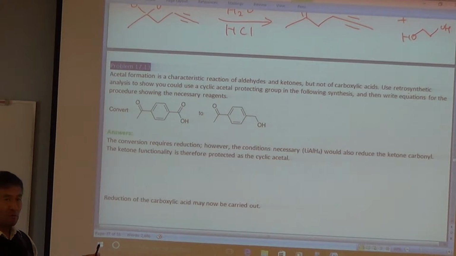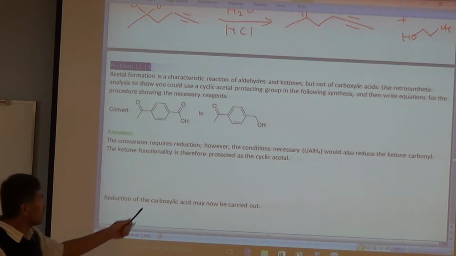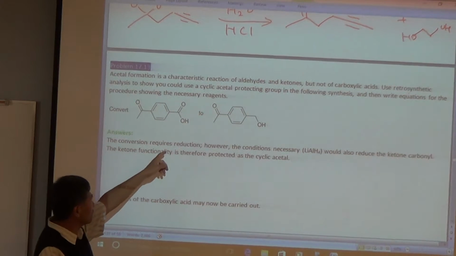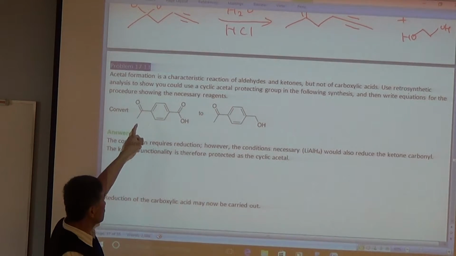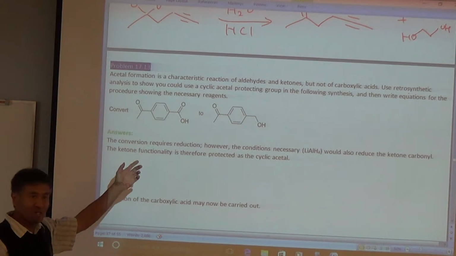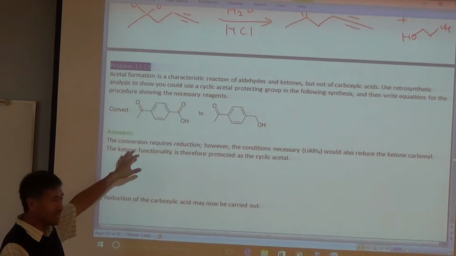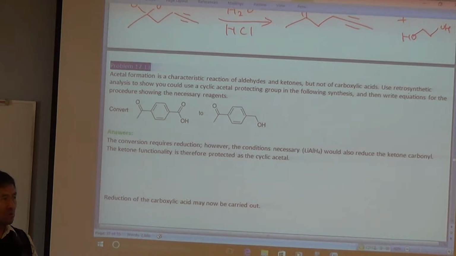We know we can reduce the carboxylic acid with lithium aluminum hydride, which is a very strong reducing agent. If you use that directly on this molecule, you not only reduce this acid group right here, you also reduce the ketone, which is even easier to be reduced by the lithium aluminum hydride. So first of all, we have to protect this part, then use lithium aluminum hydride.